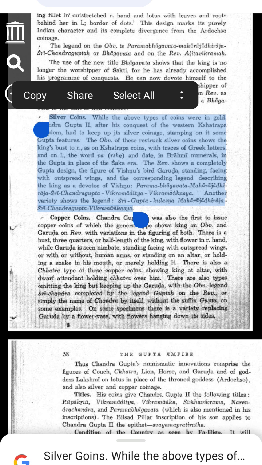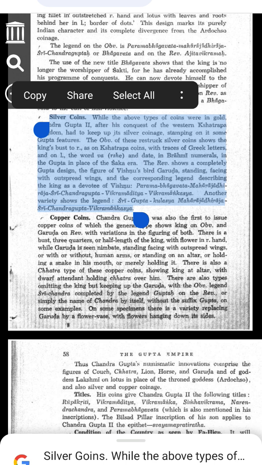It now had Garuda, the vehicle, Vahana, of Lord Vishnu, standing with wings spread wide. The coin had a Sanskrit inscription praising Chandragupta II. The words Parama Bhagavata Maharajadhiraja Sri Chandragupta Vikramaditya were written, meaning the great devotee of Vishnu, Emperor Chandragupta Vikramaditya. Another version had Sri Gupta Kulasya Maharajadhiraja Sri Chandragupta Vikramaditya, meaning from the Gupta dynasty, the great Emperor Chandragupta Vikramaditya.